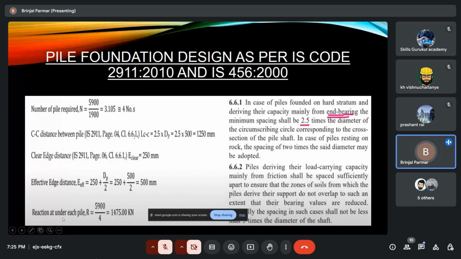Now find the reaction of each pile. Reaction under each pile is 5900 divided by 4, where 4 is the number of piles required. So we get the reaction for one pile as 1475 kN.